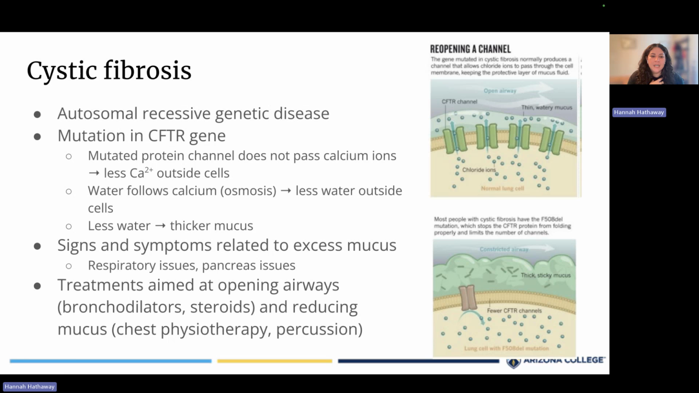There's also things like PT specifically for the chest, or even there's these vests people can wear that kind of beat on their chest and help break the mucus free. Those are some of the examples of medications and treatments for cystic fibrosis. There's a lot more than just that, but those are some examples that you should know for the midterm.